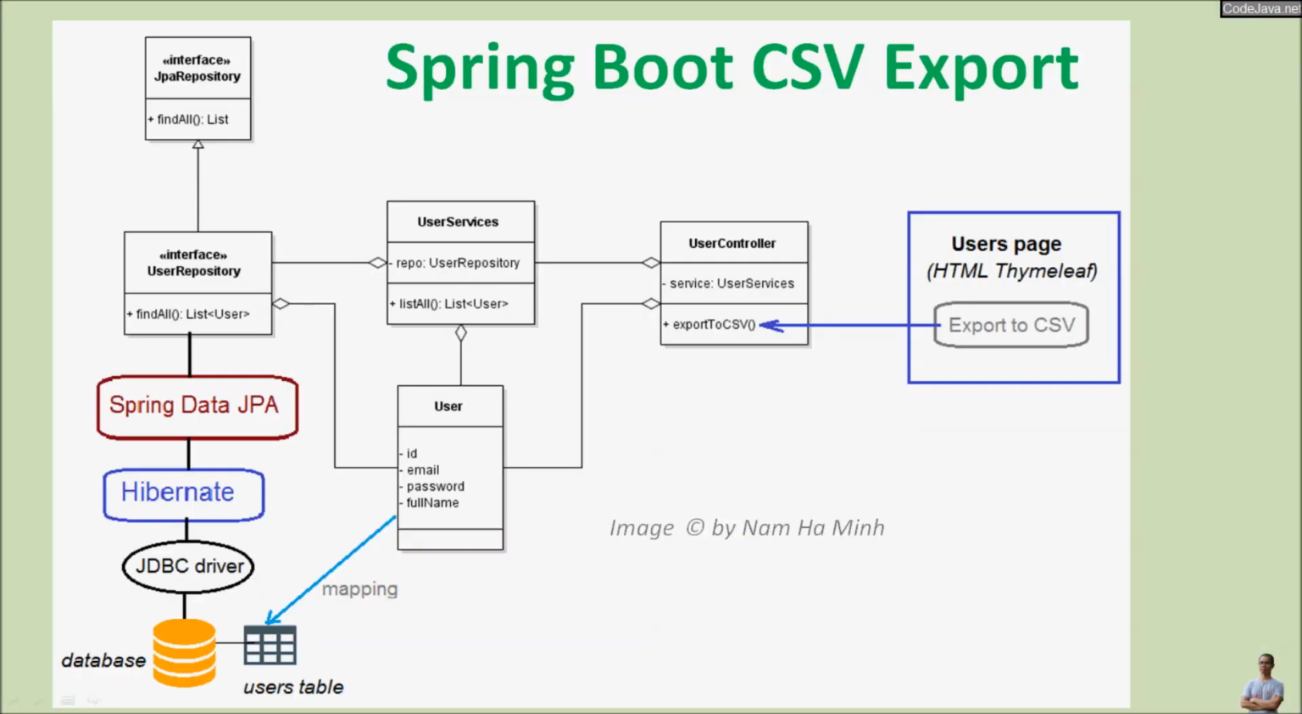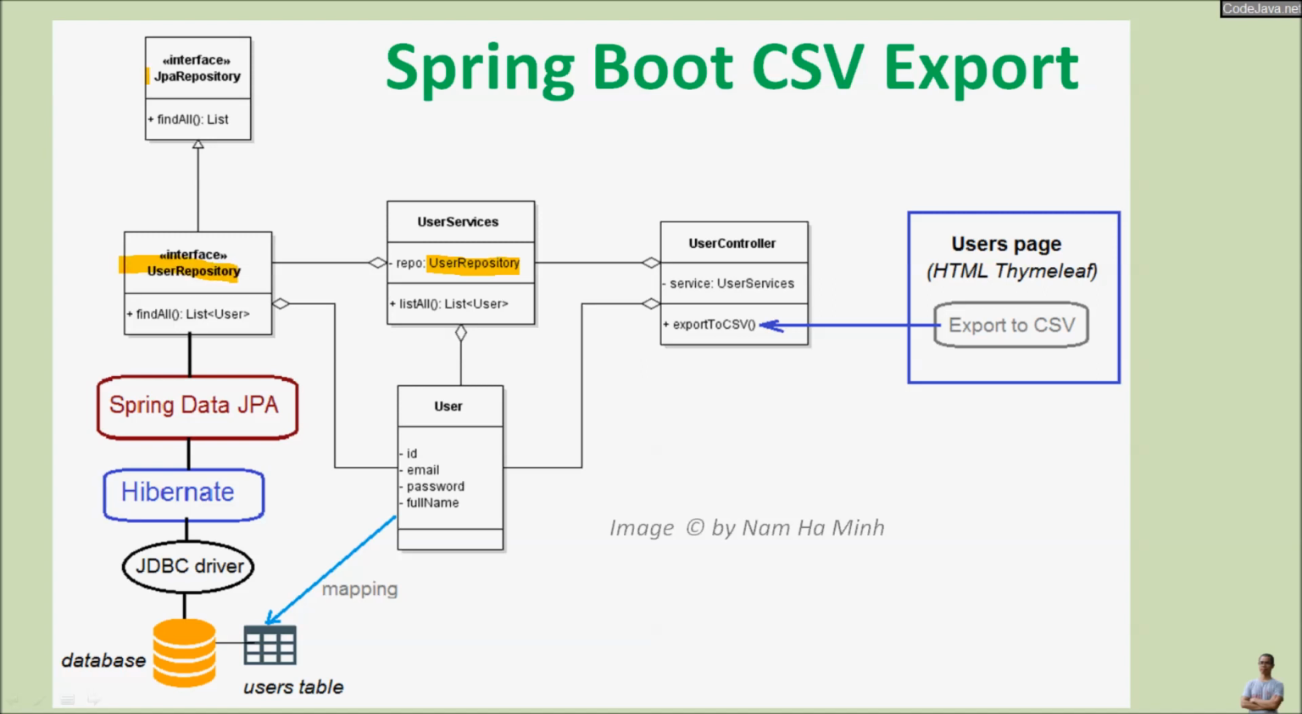Before writing code, let me explain to you how the export to CSV function will work in a Spring Boot application. From the user interface, the user list page, the user clicks the export to CSV hyperlink button to download CSV export, and the export to CSV method of the user controller class is invoked, and this controller class has a reference to the user service class. The user service class has a list of methods that retrieves all users from the database, and this user service class has a reference to the user repository interface.